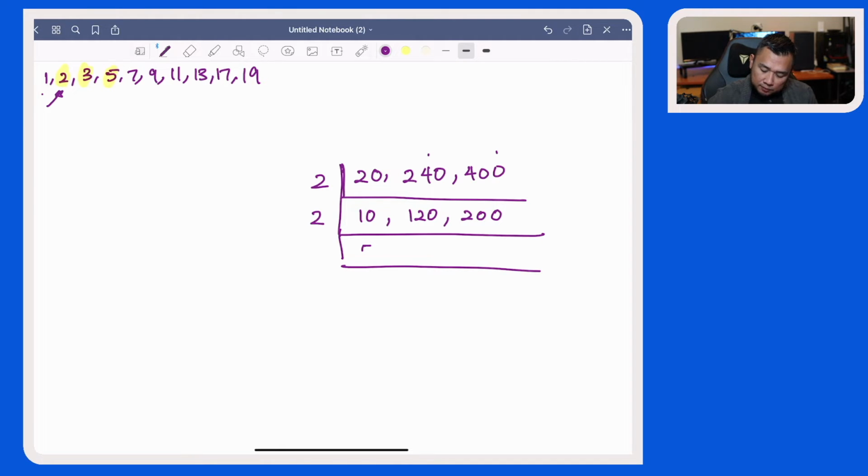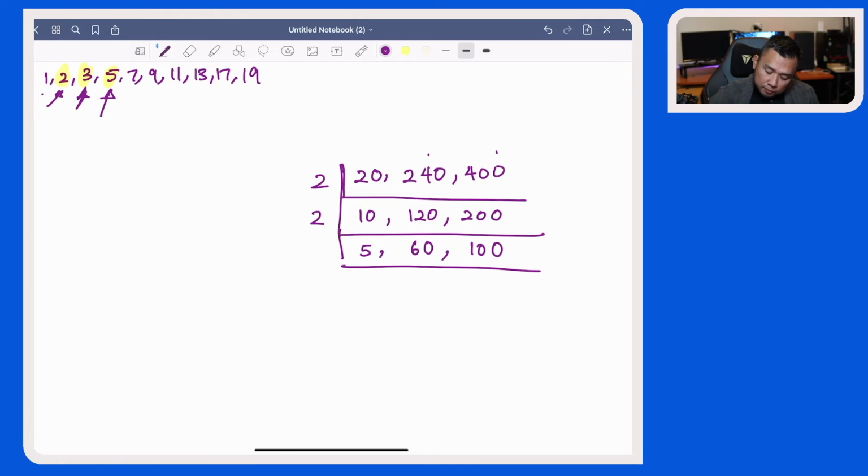In this case here, 10 divided by 2 is 5, 120 divided by 2 is 60, and 200 divided by 2 is 100. Now with this, let's move on to the next prime number, or the prime factor, and that's 3. Well, 3 is only divisible by 60 and not by 5 and 100. So I can't use 3 in this calculation. So moving on, let's now move on to the number 5.